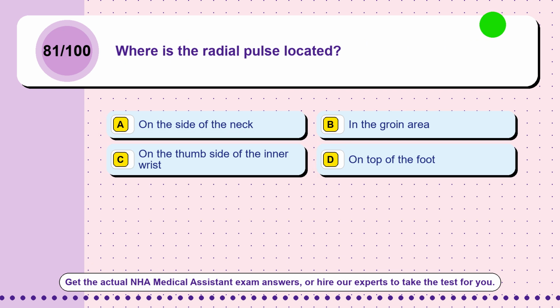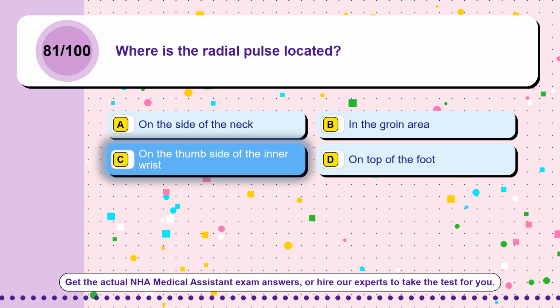Question 81. What type of hazard does the blue quadrant of the NFPA 704 diamond represent? Option A, flammability hazard. Option B, reactivity hazard. Option C, health hazard. Option D, special or specific hazard. The correct answer is option C.